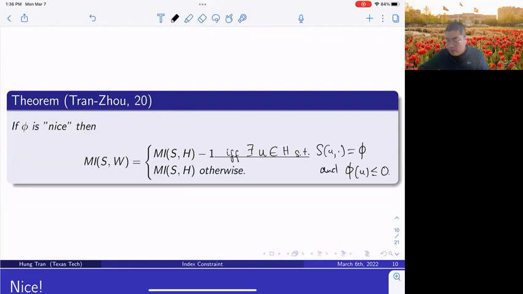So this is the criterion so that the number of negative eigenvalues is going to decrease by exactly 1. Otherwise, the number of negative eigenvalues stays the same. So this is a very satisfying answer under some assumption. So the assumption here is that phi is nice. So what exactly does that mean?